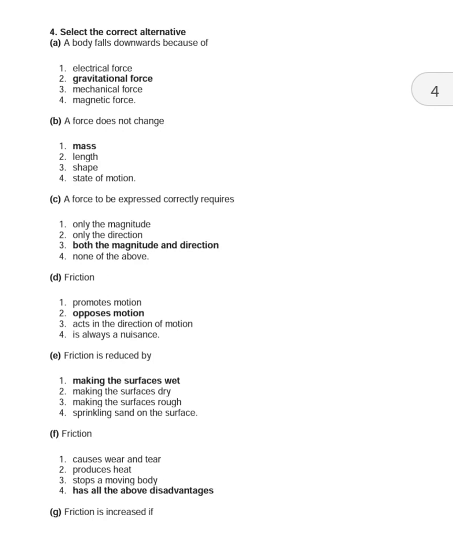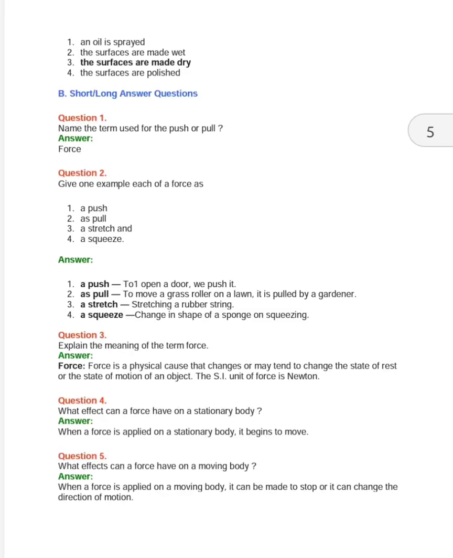Has all the above disadvantages. That is number 1. Causes wear and tear. Friction produces heat. Friction stops a moving body. So the answer is, has all the above disadvantages. G. Friction is increased if. And the answer is 3. The surfaces are made dry.